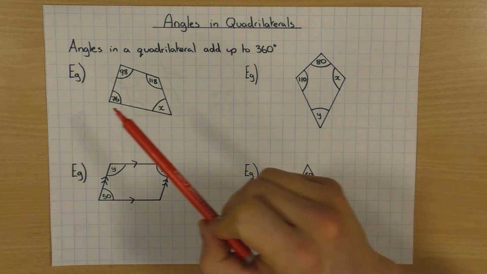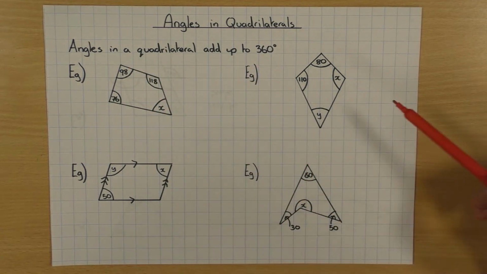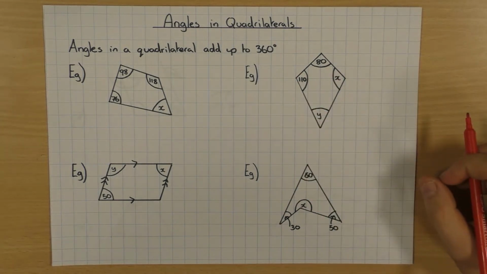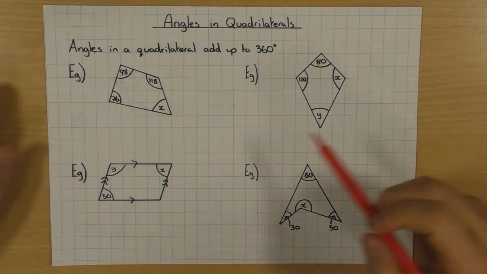Okay. The next fact that you need to know, and hopefully you do know this, is angles in a quadrilateral add up to 360. That's a fact you need to know, otherwise you're going to struggle with all the questions that come up. So that's the thing we need to remember throughout this video. So let's get started then.